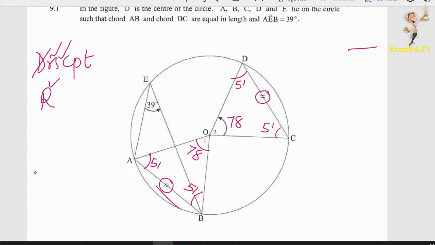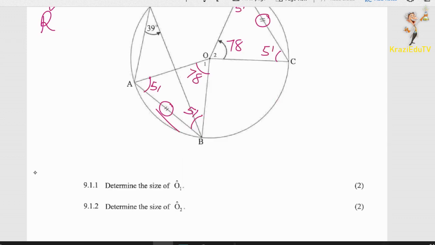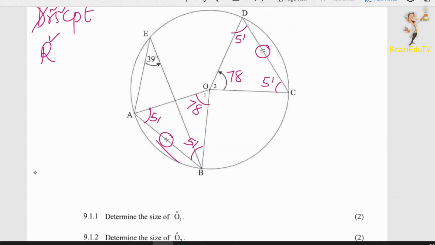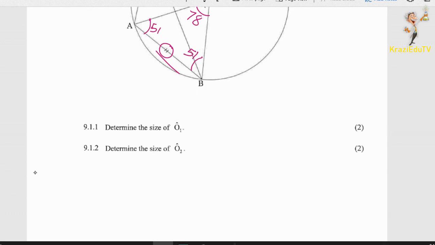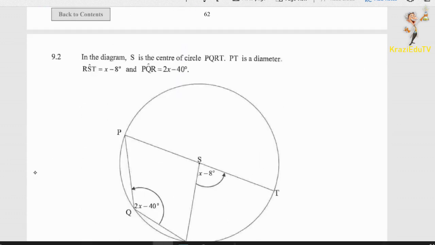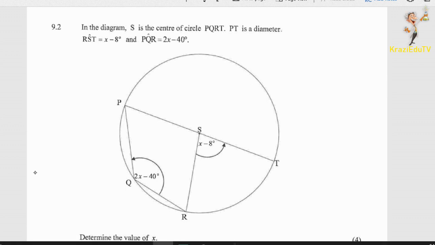Alright. Look, I think we've gotten all the angles that we can get in this diagram, and it just makes life very simple for us. Let's see what the examiner really wants. Size of O1: we got that angle at the center. Size of O2, we got that as well. Done. Alright, here we have another one.